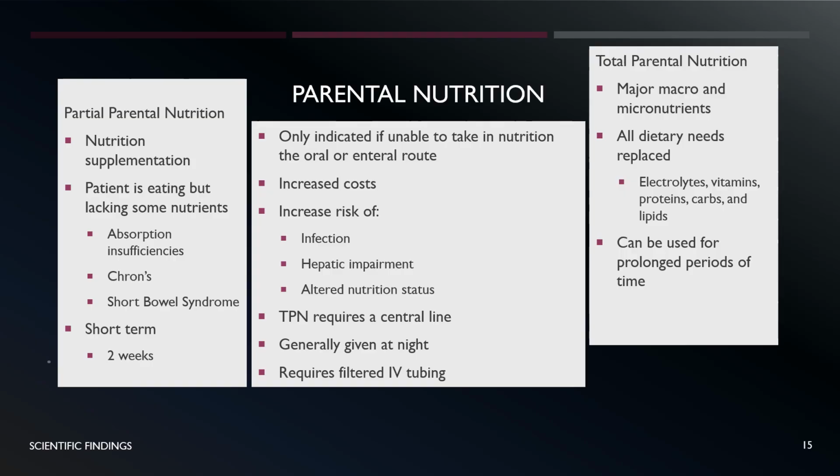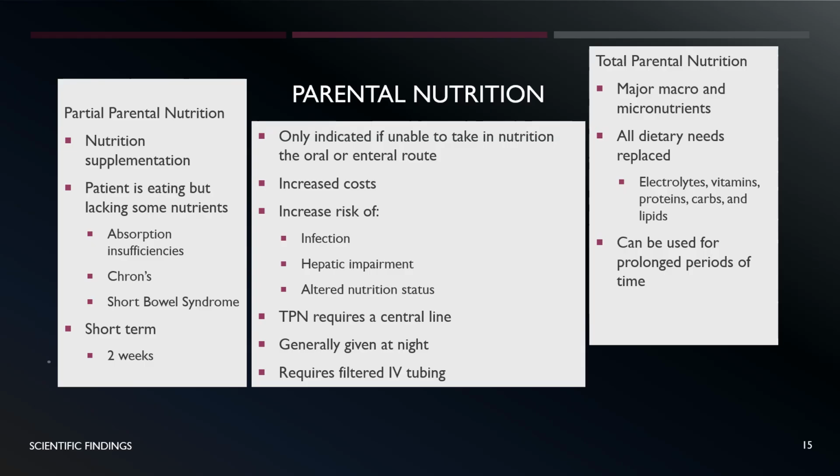And then parenteral nutrition is going to be IV. So we have partial parenteral nutrition as well as total parenteral nutrition. This is indicated if our patients are unable to take nutrition by the oral or enteral route. Parenteral nutrition is really high risk, right? High risk of infection, hepatic impairment, as well as altered nutrition status. It can make them unable to absorb nutrients through their normal GI system once they're done with these therapies. So parenteral nutrition is kind of a last resort.